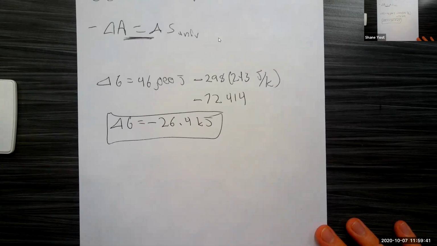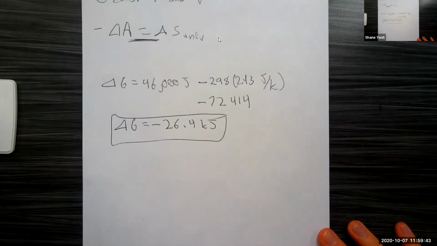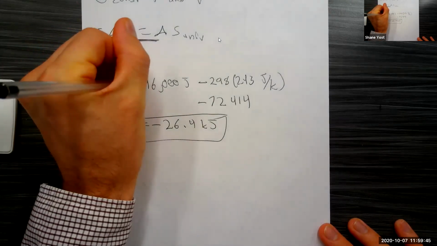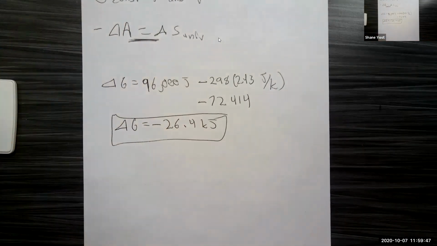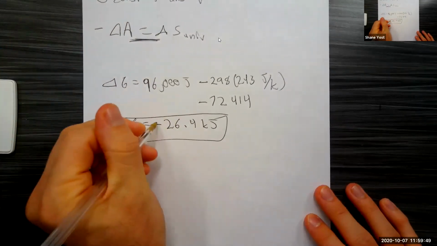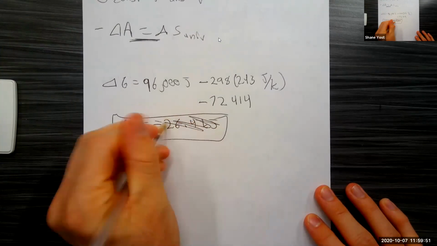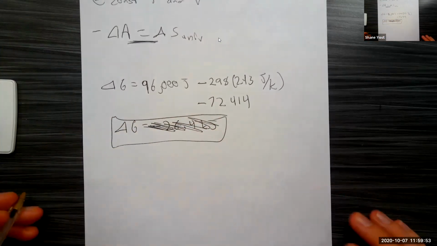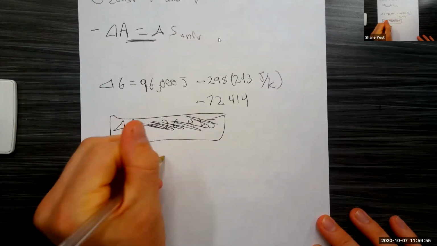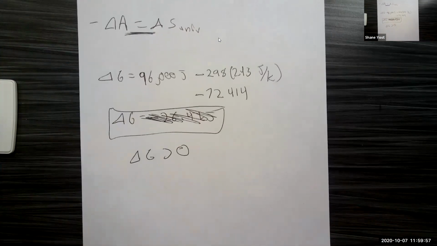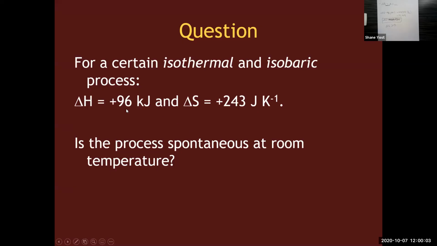What? I thought it was 96 kilojoules. Oh, shoot. That is a 9. So that'd be a positive. So delta G is greater than 0 because it is 96. Thank you. Sorry, I couldn't even read my own handwriting. So yeah, positive 96.